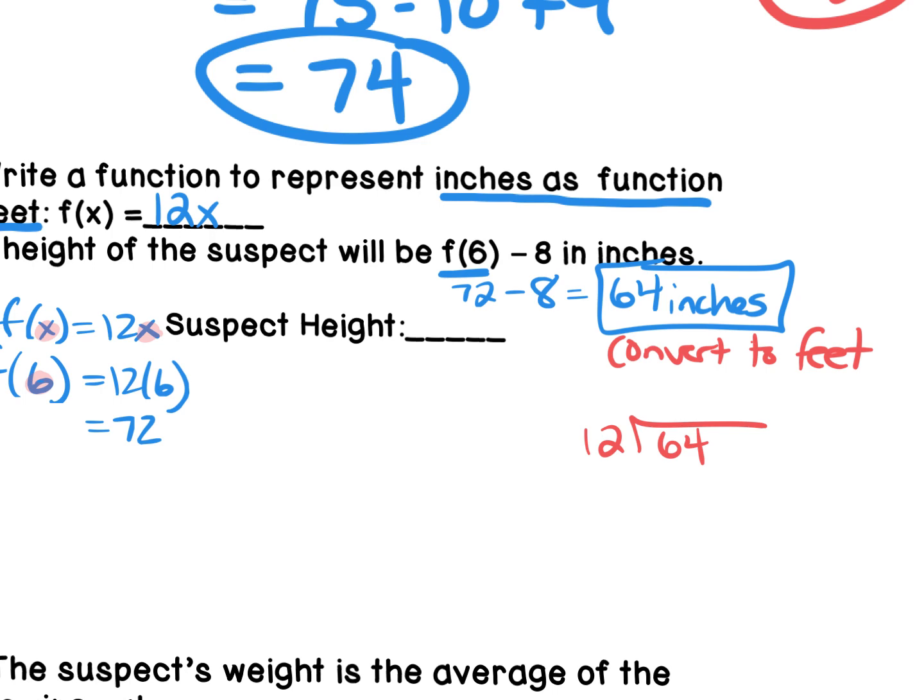12 can go into 64 5 times without going over. 5 times 12 is 60. Bring down that 4. That's my remainder.